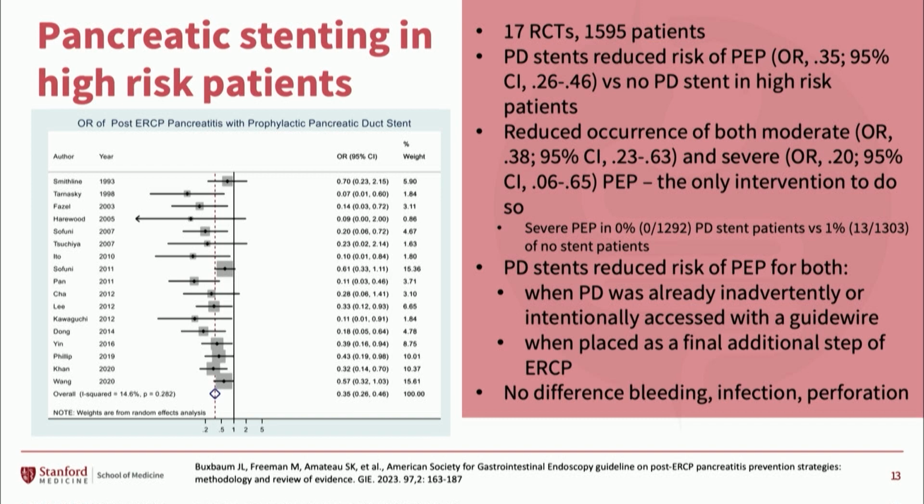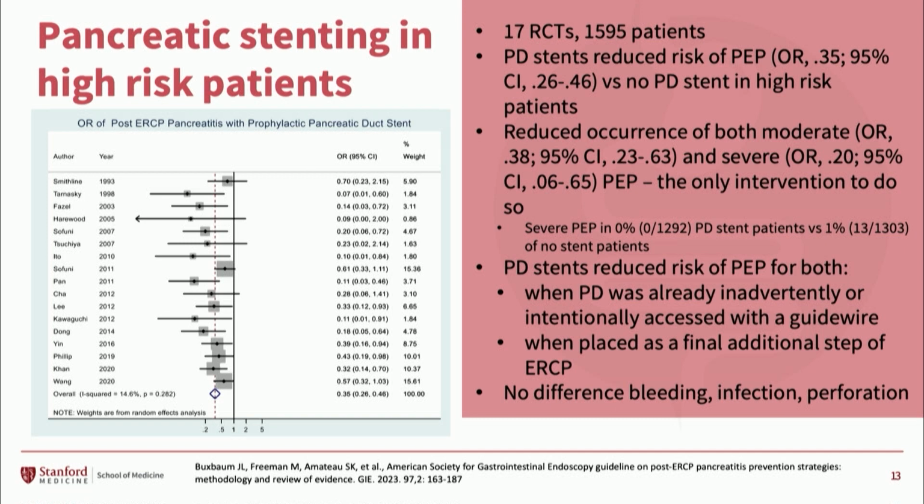In high-risk patients, again defined by the authors of the individual RCTs, PD stents were associated with a reduced risk, with an odds ratio of about 0.38. And this was the only intervention among the 5 questions asked that did reduce the occurrence of moderately severe post-ERCP pancreatitis and severe post-ERCP pancreatitis. In particular, there was a striking finding of a 0% incidence of severe post-ERCP pancreatitis if a PD stent was placed in high-risk patients, compared to 1% with no stent.